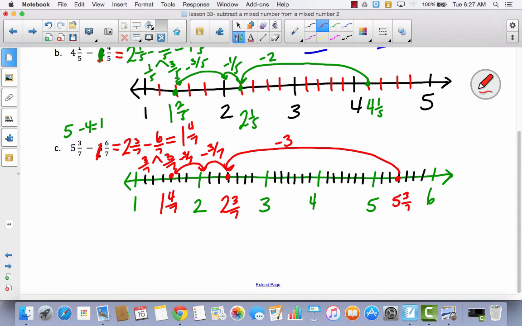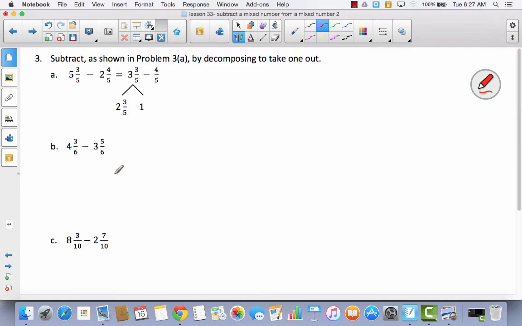So this is a subtracting method. Okay, and I was decomposing the number that I was subtracting, which was 6/7. Okay, so that's another strategy. So far we've done the counting on strategy, and this is a subtraction strategy. All right, now we're going to do another strategy. This one, again, we're subtracting, but we're decomposing to take one out.